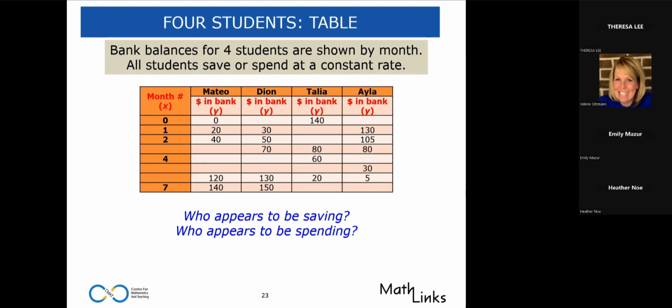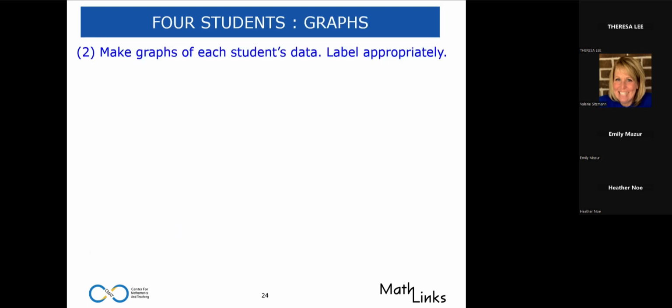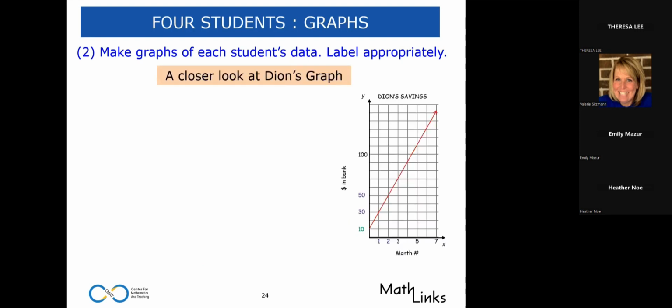Once students have that background, we move to the actual problem. This incomplete table shows the saving and spending data for Mateo, Dion, Talia, and Alia. Again, italic questions cue discussion, and numbered questions alert students to do work on their paper. A contextual meaning for slope and y-intercept are introduced through Dion's graph, where the y-intercept is defined and slope is explored.